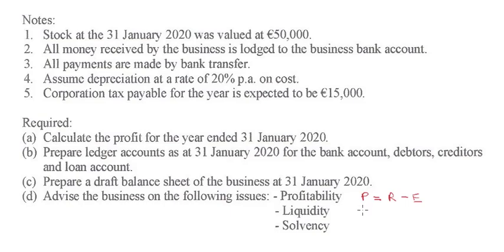Liquidity then is another issue, and here again we can express it as an equation. And I suppose when we're talking about liquidity, we're talking about cash flow. And cash, as you know, can flow in two directions. It can flow into our business, and it can flow out of the business. So cash in minus cash out.